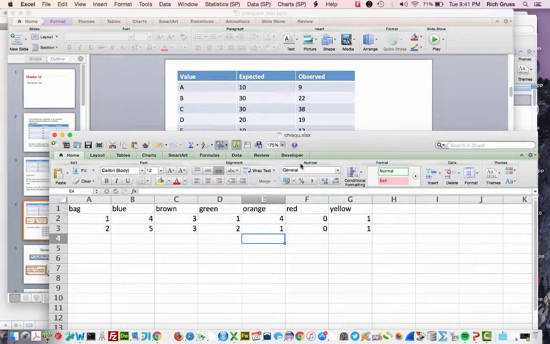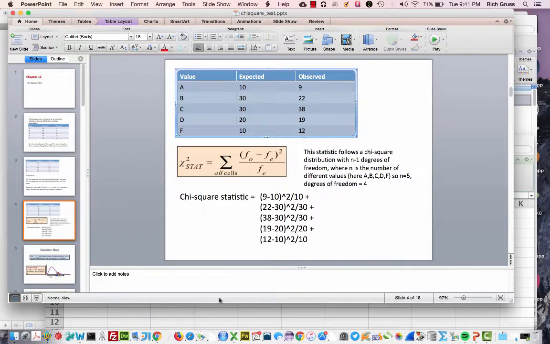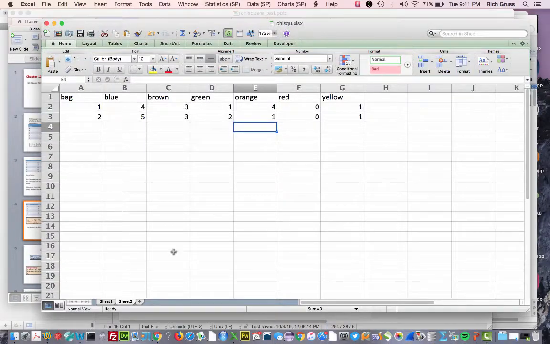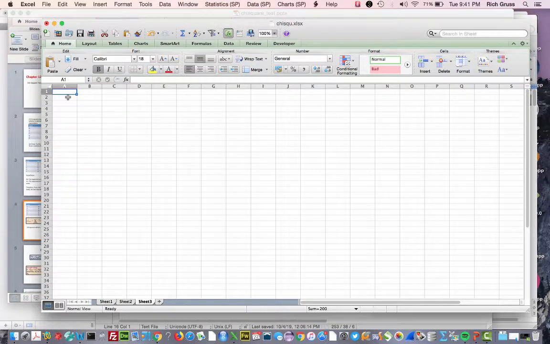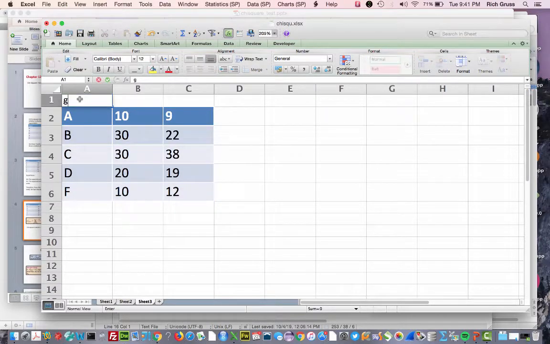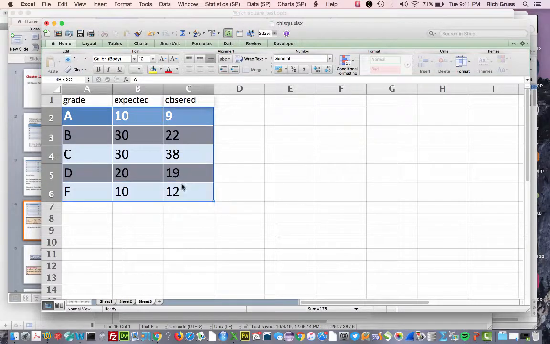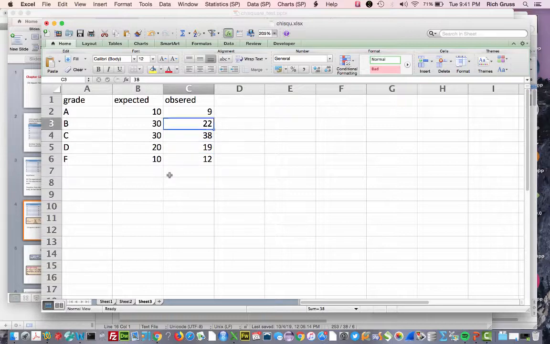We can just do it in Excel, so we could paste these values into Excel. Actually, let me do it this way. Okay, so this is the grade, this is the expected, and this is the observed. I'm going to make these normal so I can look at them.